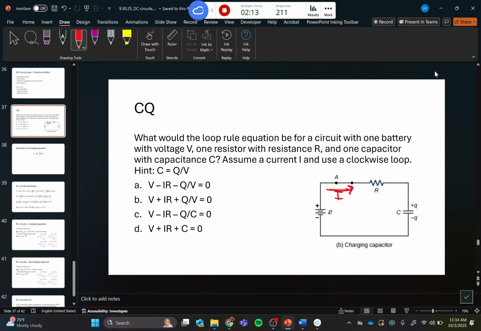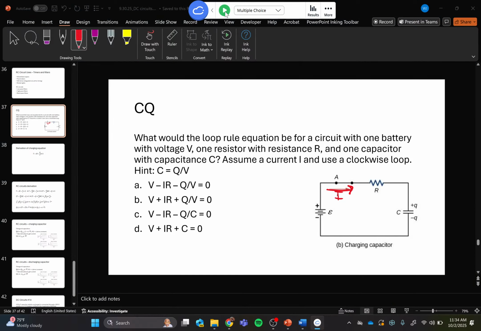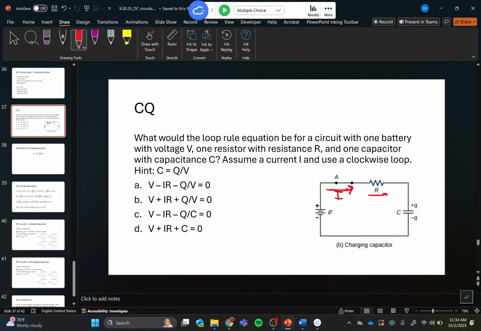All right, in 5, 4, 3, 2, 1. All right. So remember, it is always helpful to know the direction of current where the resistor is. So we're just going to put that current next to that. That's the only resistor. Capacitors don't care about the direction of current. You'll see what I mean as we solve this.